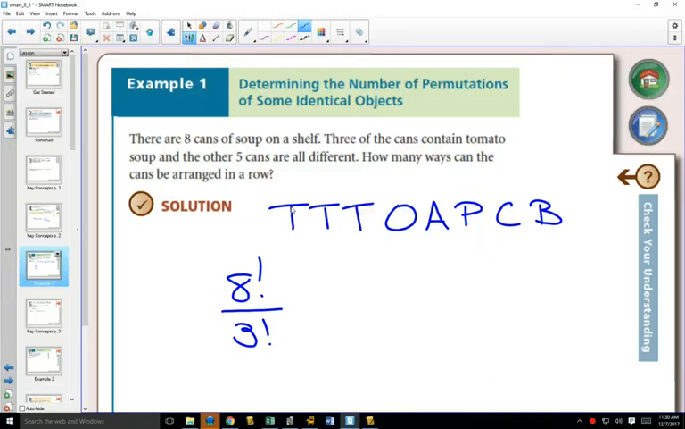Can we spell any words in here? What kind? Pot. Takabada. I don't know. That's not really a word.